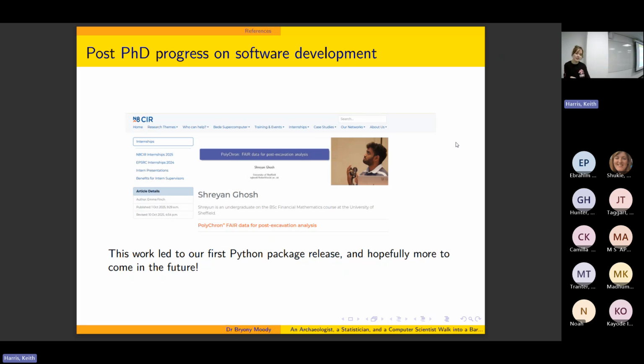But this led to the first Python package release. We're hoping to get a short software paper out of it, which Ryan will be an author on as well, and hopefully more to come in the future after that.